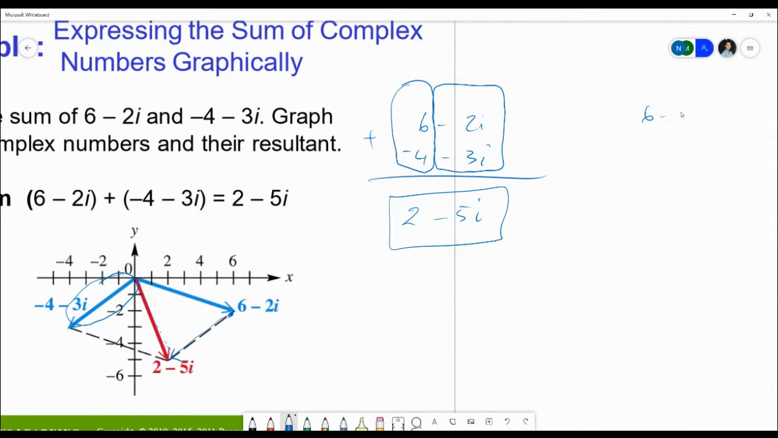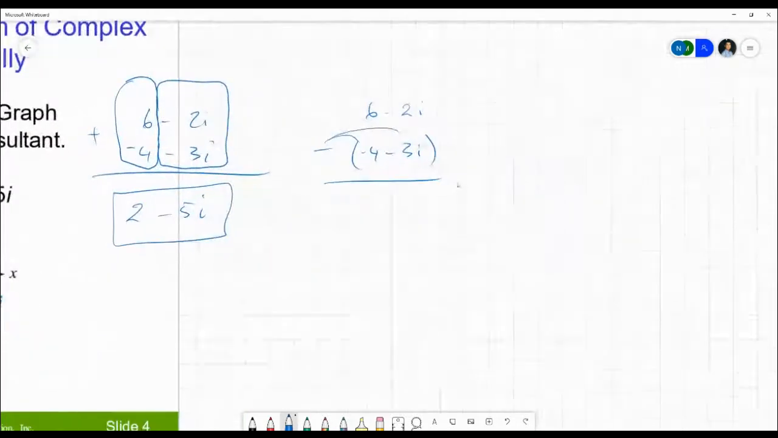Similarly with vectors, when you are subtracting, basically the vectors just go in opposite directions. So if I take 6 minus 2i and I want to subtract -4 minus 3i, what you can do is distribute this negative sign, and then you just add the two vectors together. Okay, so let's look here. We're going to add 4 plus 3i. So we're going to get 10 plus i, or 1i.